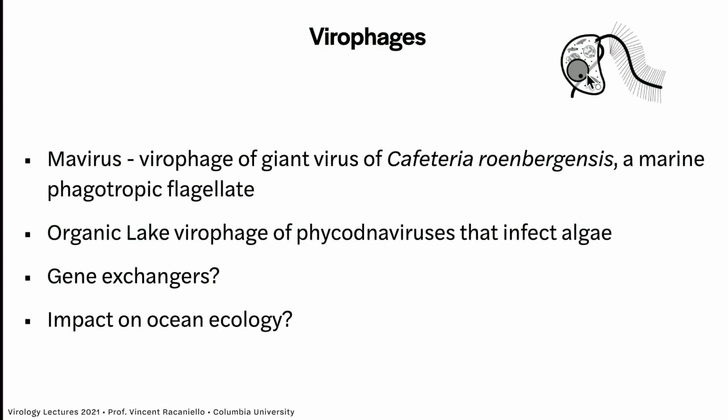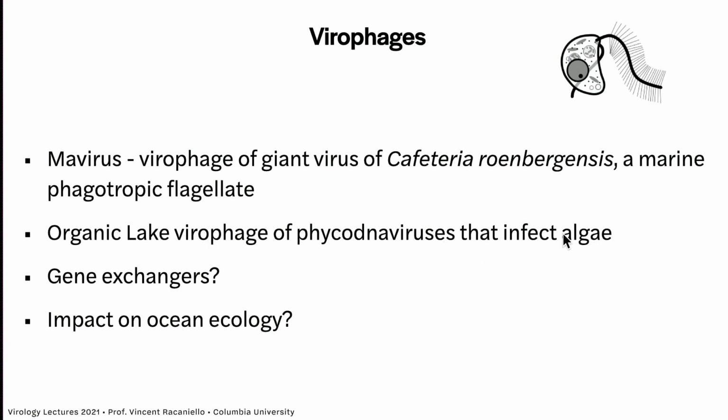Oh, here's a picture of Cafeteria roenbergensis. Isn't it cute? You know, it's a little single-celled eukaryote. The ocean's full of them. It's a marine phagotropic flagellate. It eats things, hence the name. So there's a virus of Cafeteria. It's called C. roenbergensis virus. And then Ma virus is a virophage of Cafeteria. It will interfere with its yield.